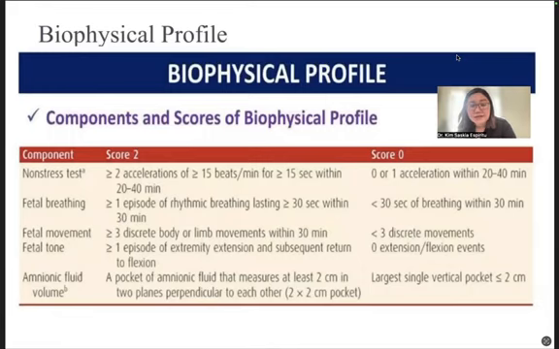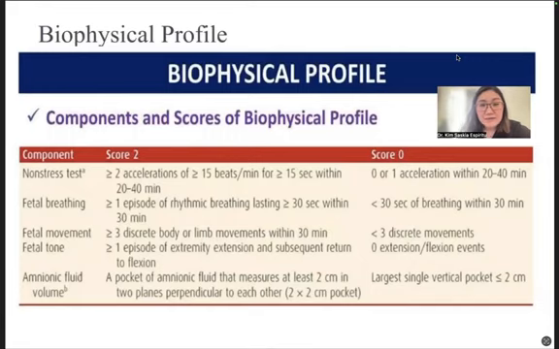For fetal breathing, it's 1 or more episodes of rhythmic breathing lasting 30 seconds or more within 30 minutes. If less than 30 seconds within 30 minutes, you will give a score of 0. For fetal movement, there should be 3 or more discrete body or limb movements within 30 minutes. If less than 3 discrete movements, the score is 0. You will give a score of 2 for fetal tone if there is 1 or more episodes of extremity extension and subsequent return to flexion. If there's no extension or flexion, the score is 0.